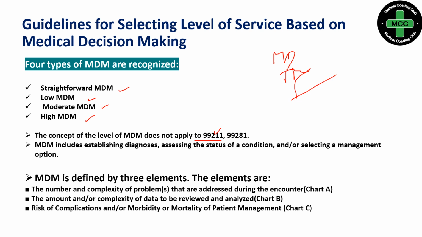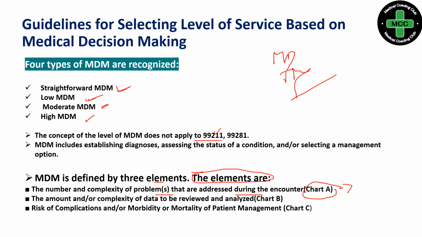So next, what you should know: MDM is defined by three elements. To reach the final MDM, whether overall MDM is straightforward, low, or moderate, we should check all of these three elements. The first is the number and complexity of the problems addressed during the encounter. That is called chart A. In simple words, what is the problem being identified by the provider in the current encounter? That is called problem addressed.